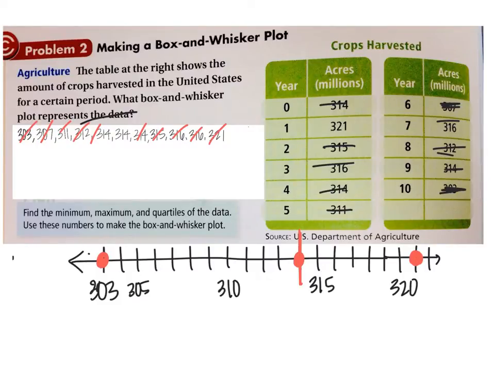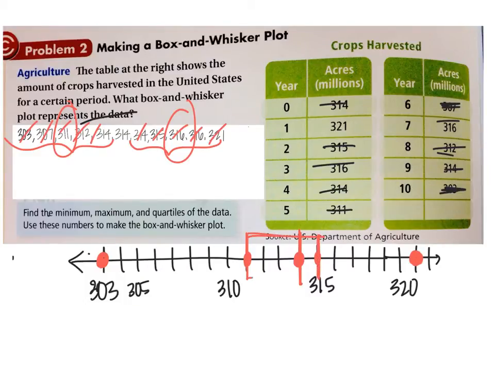And now you need to find the median of the top side and of the bottom side of your data set. So the median of the bottom is going to be 311. The median of the top is going to be 316. So 311 is here. Put a dot. That's going to be the bottom side of your box. And then 316, put a dot. That's going to be the top side of your box.